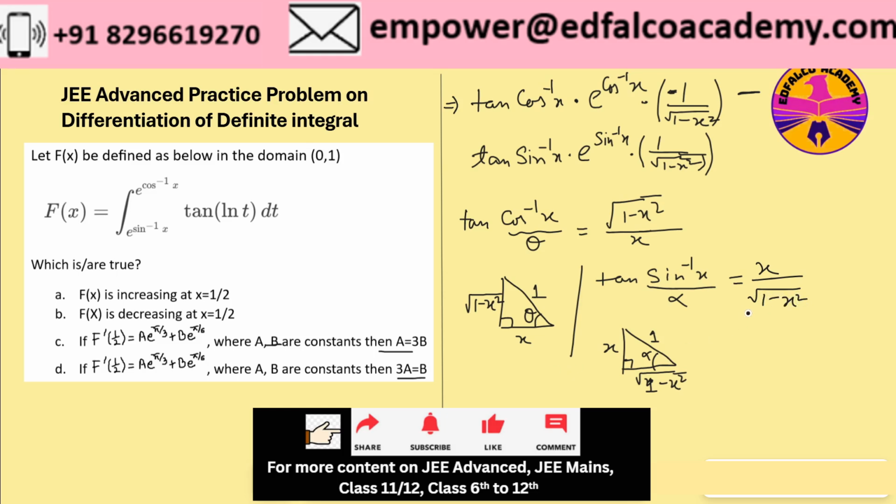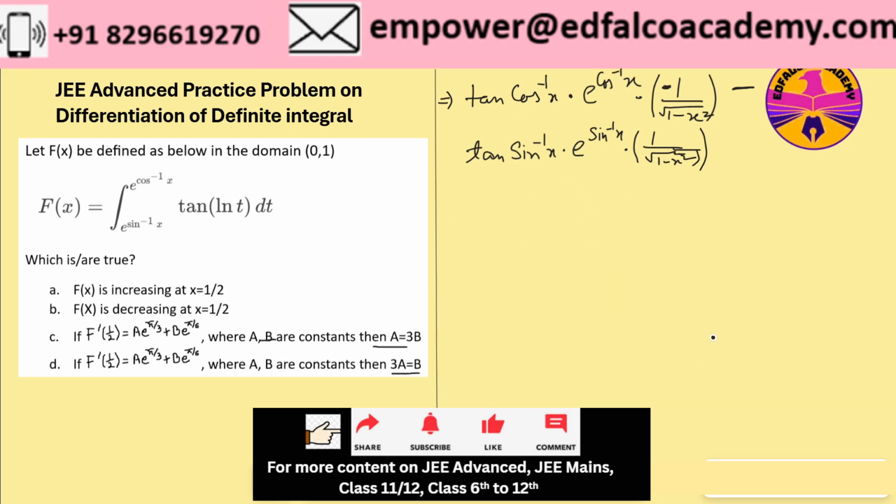So now I can substitute these two values over here. Let's substitute those values in this equation. We will get tan of cos inverse x, we saw it is coming to be root under 1 minus x square upon x, into e to the power cos inverse x, and I will bring this minus sign up front now.